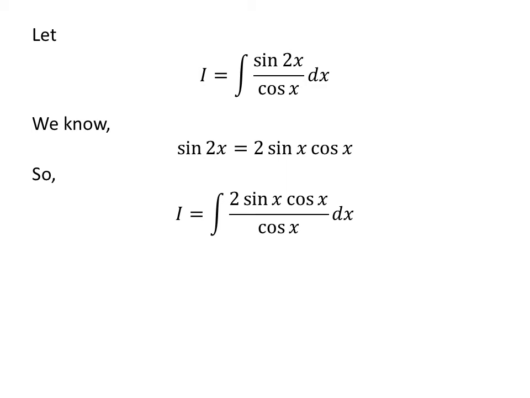So, I is equal to the integral of 2 times sine of x times cosine of x upon cosine of x. Cancelling out the common factor cosine of x, we get I is equal to the integral of 2 times sine of x.